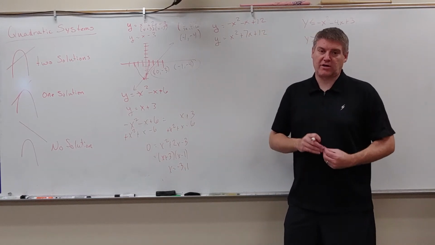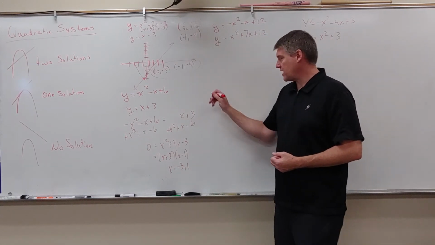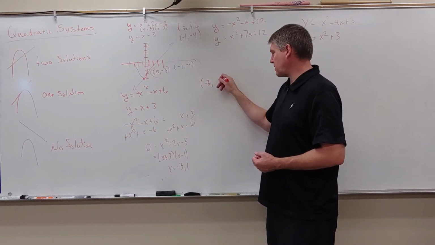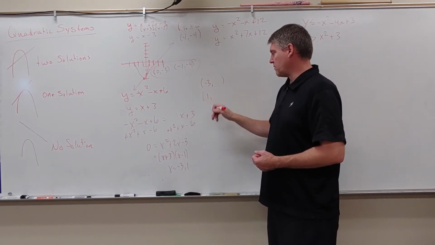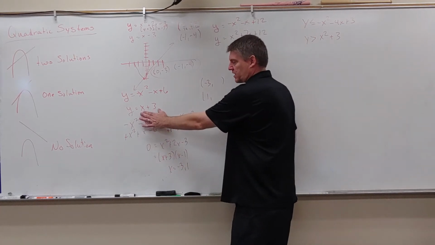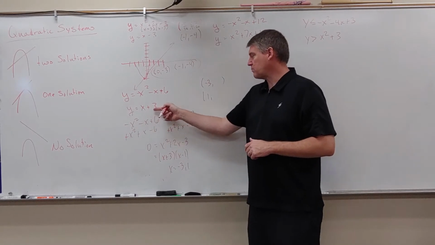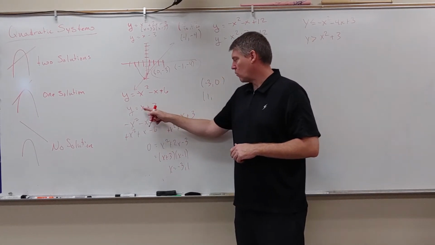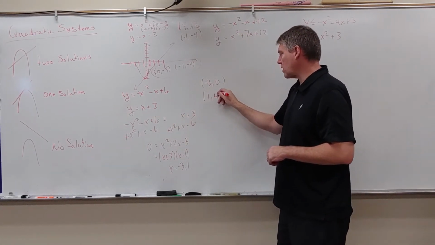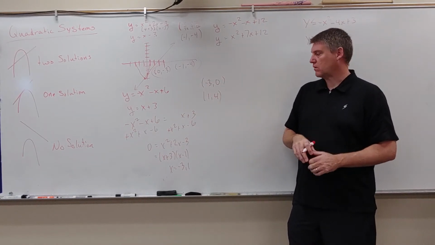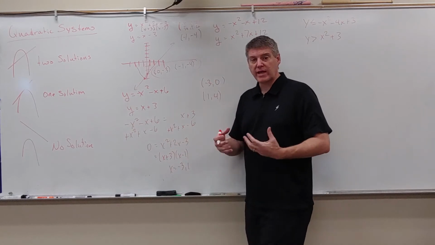Now that only tells me my x values. To find my points of intersection, I have to plug those back into one of my equations. Well, I'm going to plug it into the linear equation because that one's a little easier. So -3 plus 3 is 0. 1 plus 3 is 4. There's my 2 points of intersection. Okay, so that's the algebraic side of it.